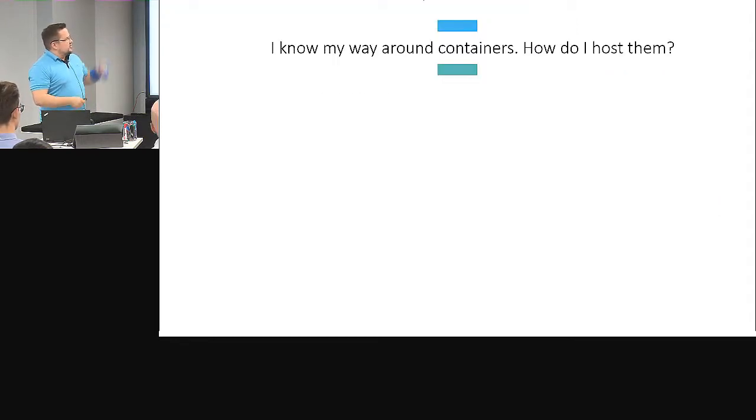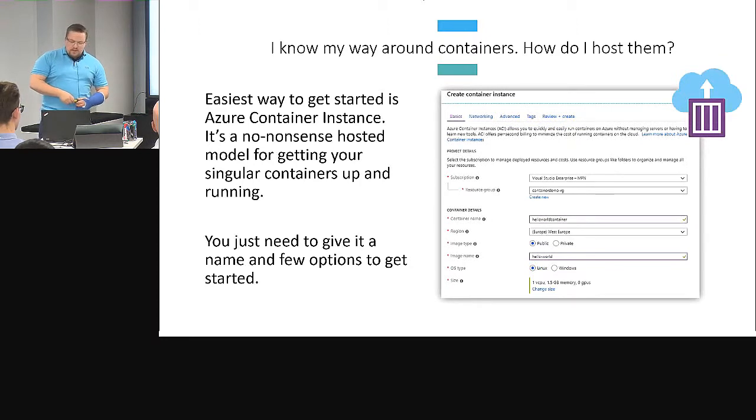So here we have the container instance. And as you can see, it's very easy to get started. So basically all you need to do, you have your subscription, you give it a name, select region, and just select the image. The image is right there, down there. That is fetching the Hello World image directly from the Docker Hub. But you can also use your own private repository if you have such a one available.